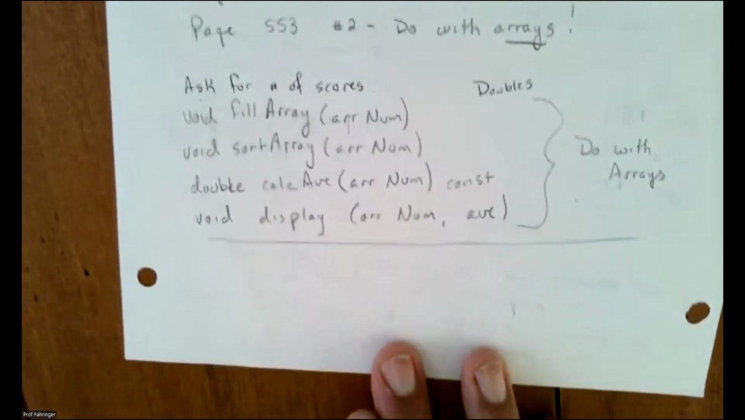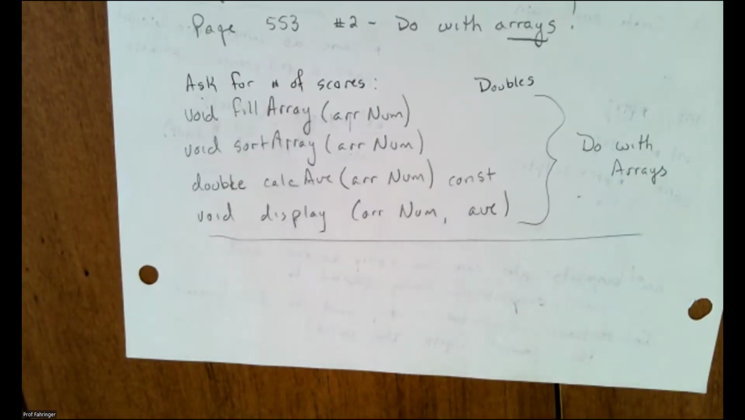Okay, so what I would normally do is, where is it? That's not good, that's not good. Have us now write a program. And the program is this one right here. It's on page 553, number 2, but I'm sort of just going to dictate what's going on.